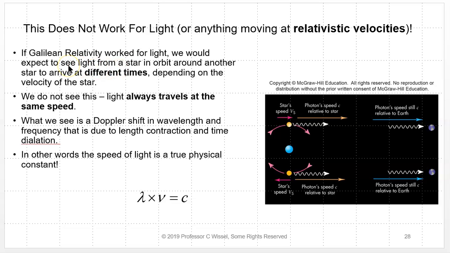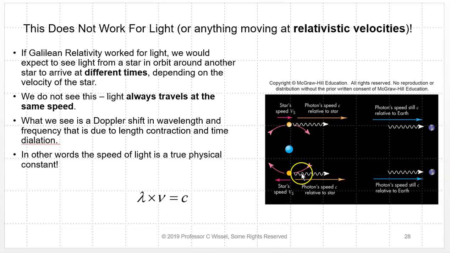If Galilean relativity worked for light, we would expect to see the light from a star in orbit around another star to arrive at different times, depending upon the velocity of the star. So for instance, we have a binary star system here. We have one star in orbit around another one. The Earth is off to the right here somewhere. When the star is approaching the Earth in its orbit, we would expect to measure the speed of light as greater than 3 times 10 to the 8th meters per second if Galilean relativity worked, because the velocities would just add.